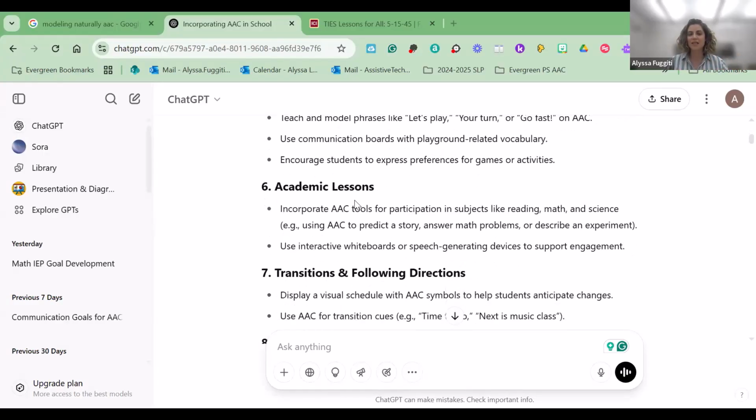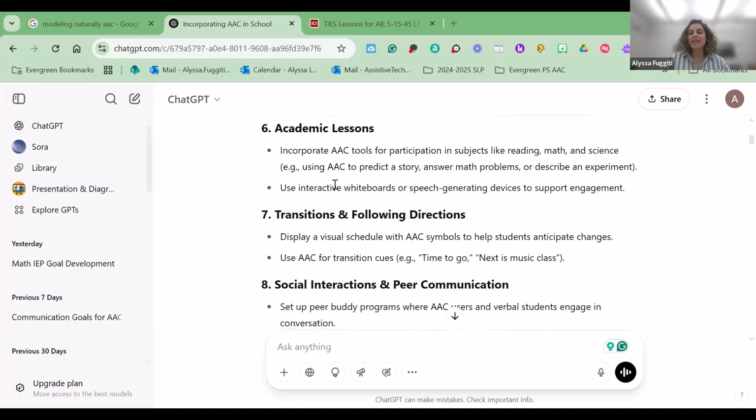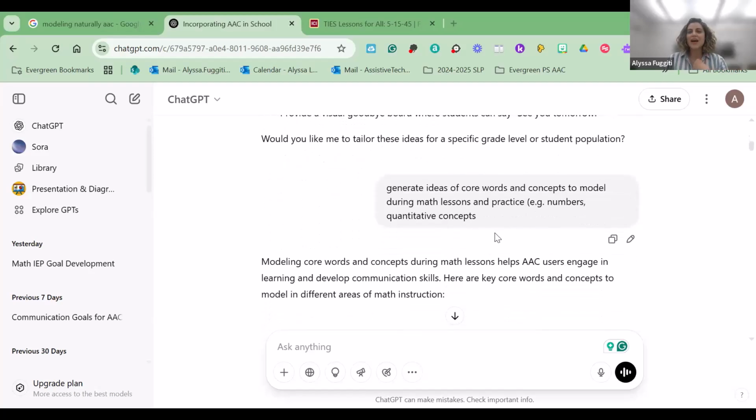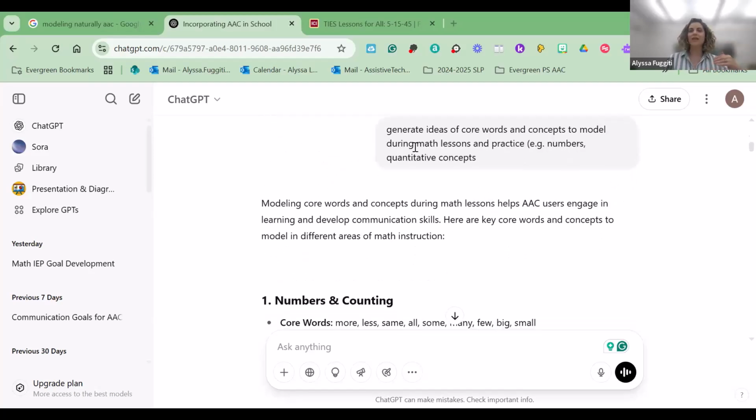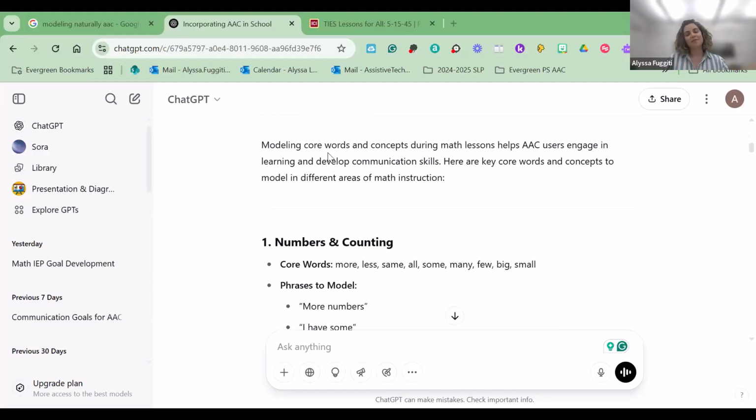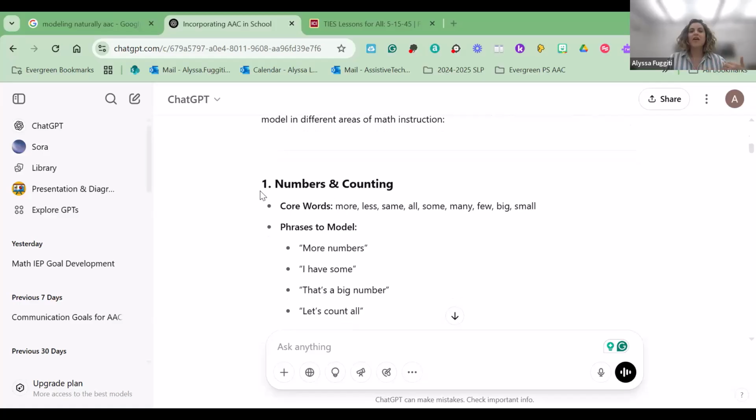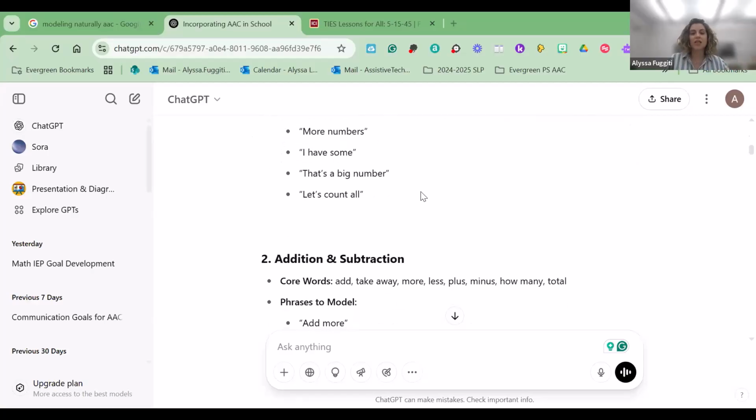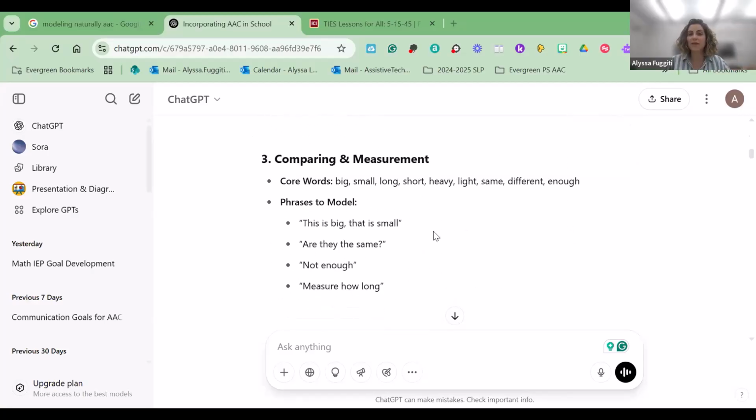So academic lessons: incorporate AAC tools for participation in subjects like reading, math, and science. So then I thought, okay, let's get deeper. What does this actually look like? So then I asked, what kind of words would I model during math? And then I said, for example, numbers or quantitative concepts. And ChatGPT spit this back out. Here are core words that we would want to model during numbers and counting, addition and subtraction, comparing and measurement.